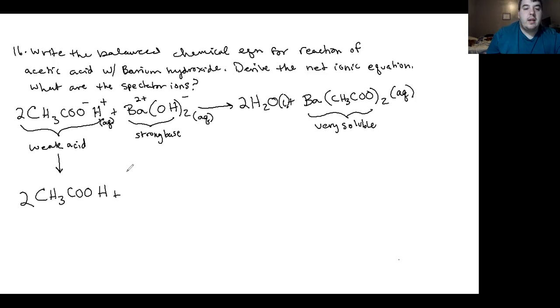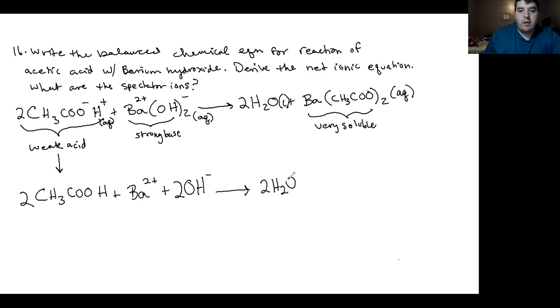Now again, with the barium hydroxide, those two will definitely break apart. So barium will have a +2 charge, and then this hydroxide here has a -1 charge, but I have two of those, so I've got to make sure to plug in a 2. And then on the right, I've got two H2Os. Again, those are just going to stay the way they are.